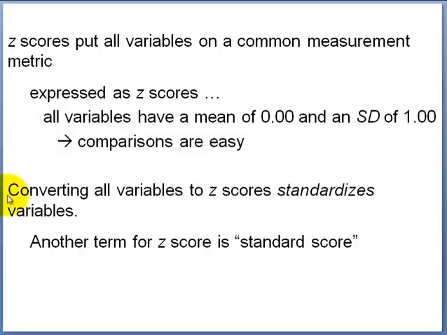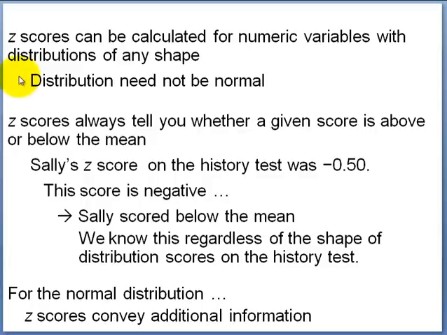So you can think of converting different variables to z-scores as standardizing the different variables. And indeed, another term for z-score is standard score. Z-scores are putting all numeric variables on the same measurement metric. As I expressed a little bit ago, z-scores can be calculated for numeric variables with distributions of any shape. You don't need to have a normal distribution in order to be able to calculate a z-score.